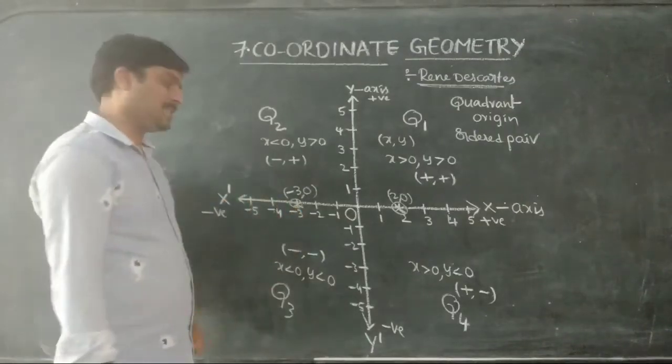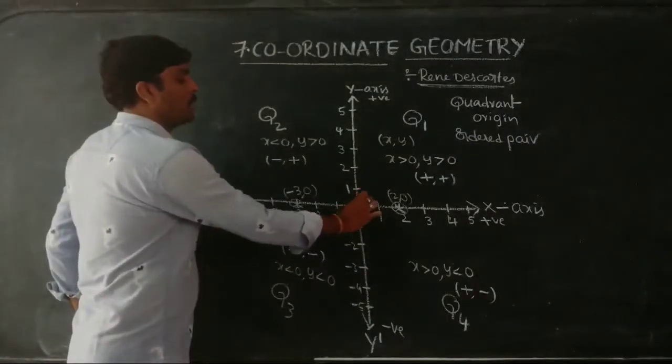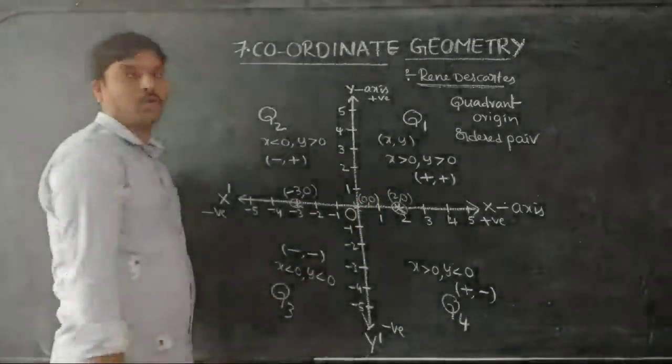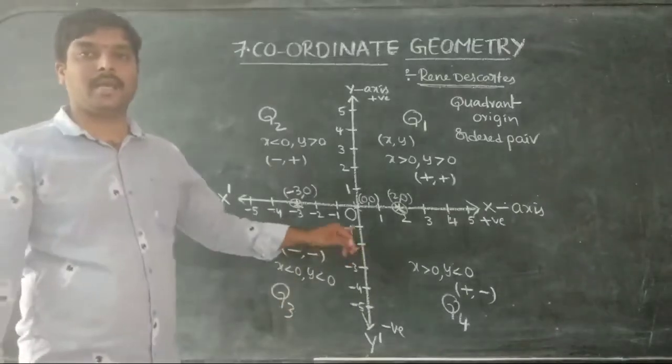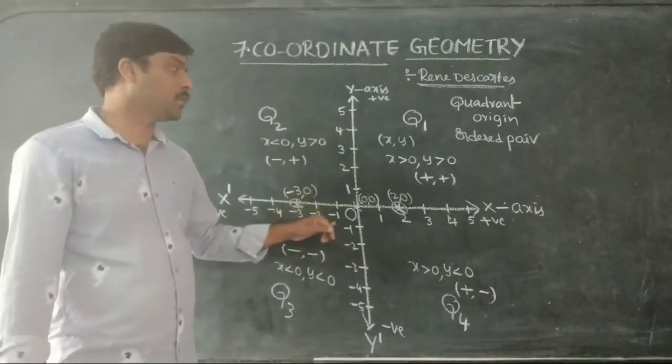On the x-axis, the y coordinate is 0. Here it is 0 comma 0. The origin is 0 comma 0. On the x-axis, the point's y coordinate is 0, and on the y-axis, the point's x coordinate is also 0.